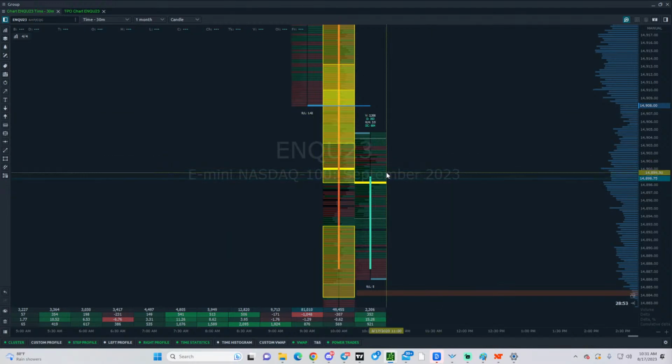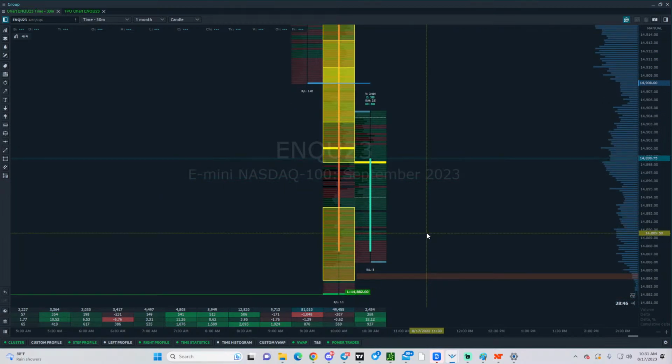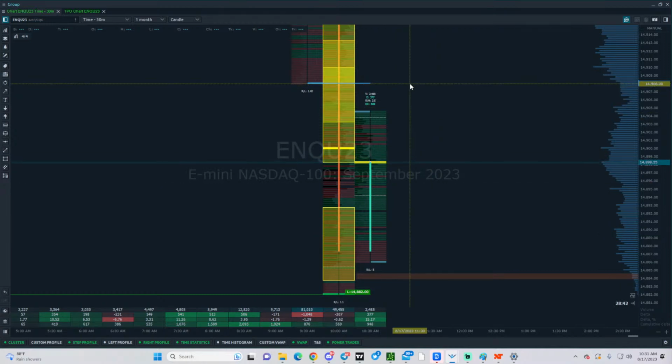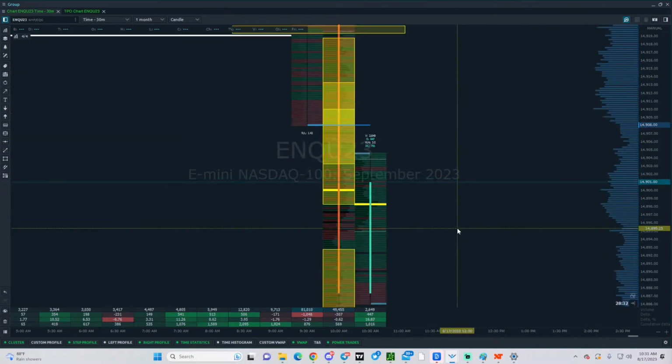So 908, you see how the struggle is here. So we'll see what happens. 908. This area here is the opening range low. If it gets across 908, then you potentially see this 922 here. But it's a long way from it.